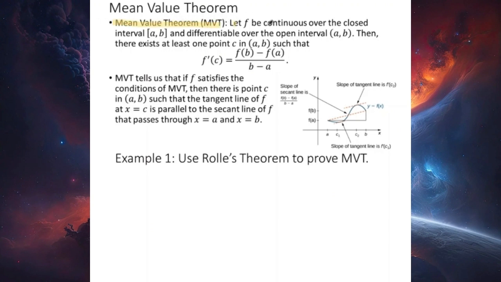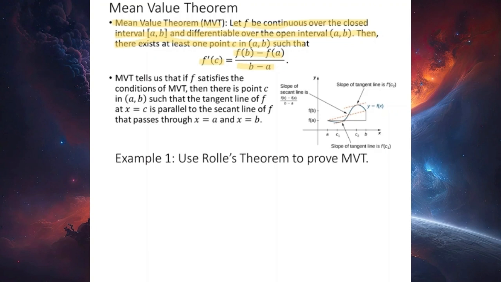Mean value theorem states, let f be a continuous function over the closed interval [a,b] and differentiable over the open interval (a,b). Then, there exists at least one point c in (a,b) such that f prime of c equals f(b) minus f(a) all over b minus a. Mean value theorem is a more general version of Rolle's theorem. The biggest difference between the conditions of the two theorems is that Rolle's theorem has the extra condition that f(a) equals f(b).